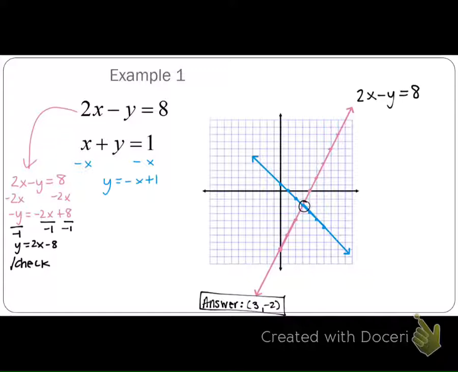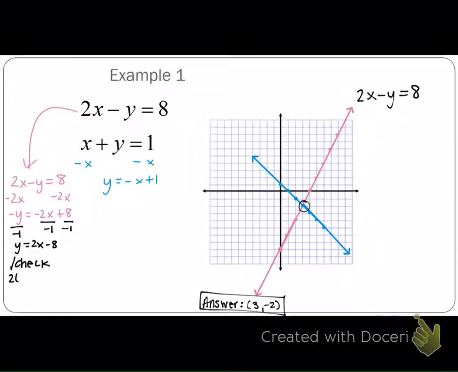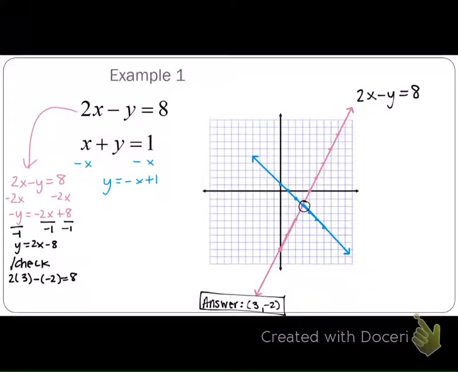So if I substitute in the point 3, -2 for both of the equations, I do 2 times 3 minus -2 equals 8. So that's 6 plus 2 equals 8. Is that true? Yep.